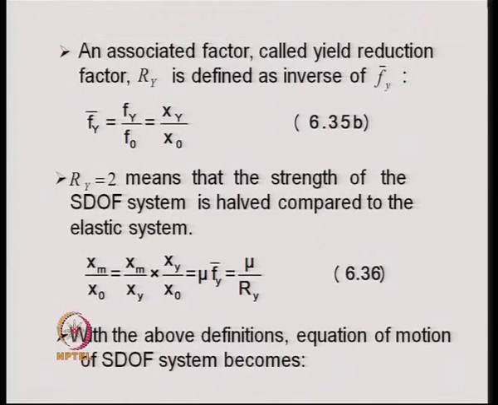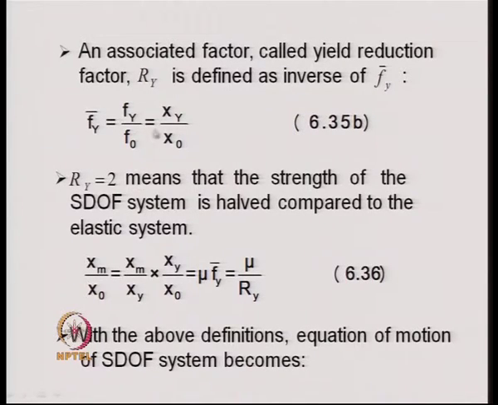Now, the inverse of f bar y is called a factor which may be called a reduction factor, and this reduction factor Ry is simply the inverse of f bar y. That is, Ry equal to 2 means that the strength of the system is halved compared to the elastic system. That means this ratio Fy by F0 will be equal to half.